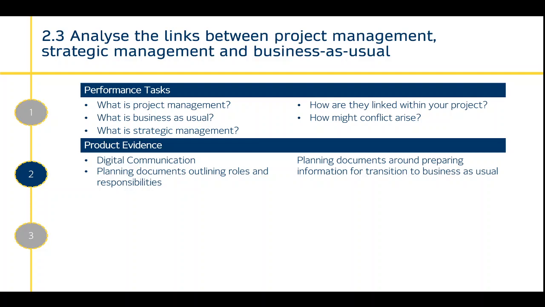You might also be able to include evidence on a situation where maybe there's been some breakdown or some minor issue, and the difficulties around the links between these three elements. Product evidence for this may include digital communication, some planning documents outlining roles and responsibilities, or planning documents around preparing information for transition to business as usual.